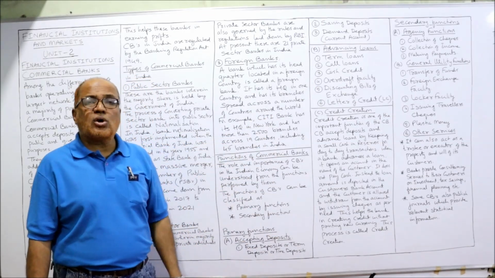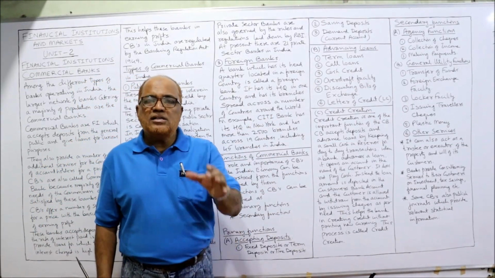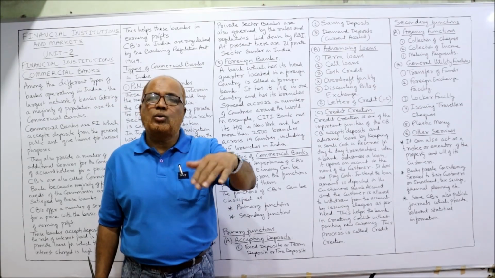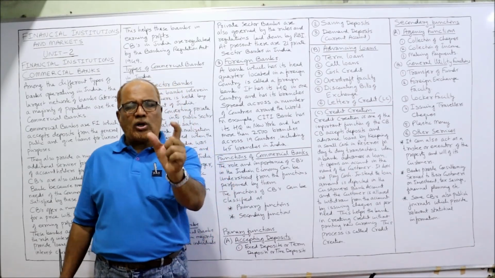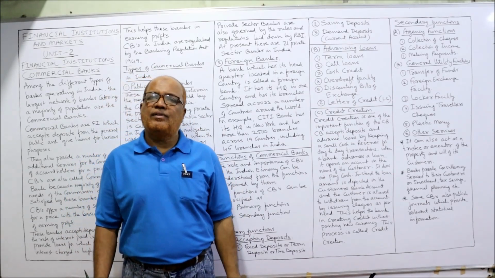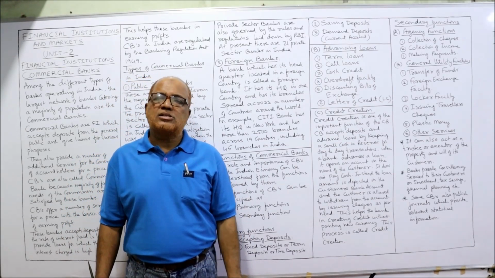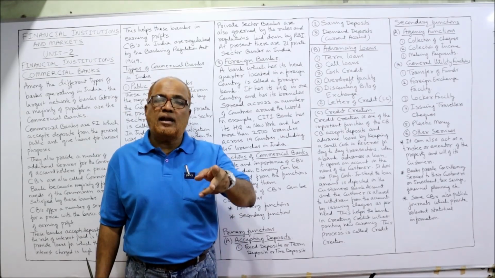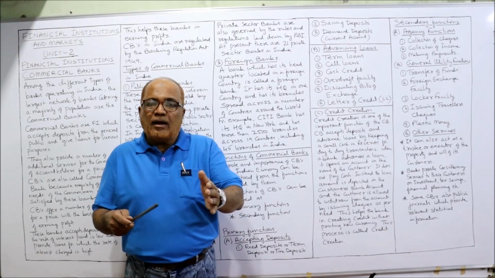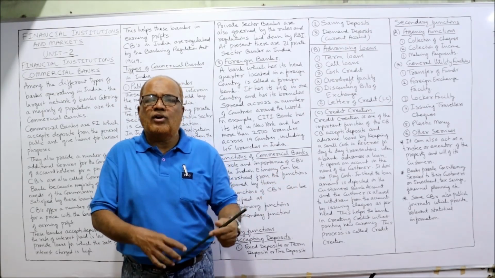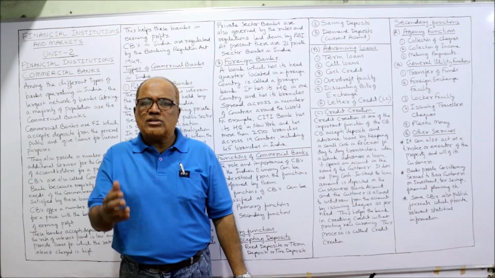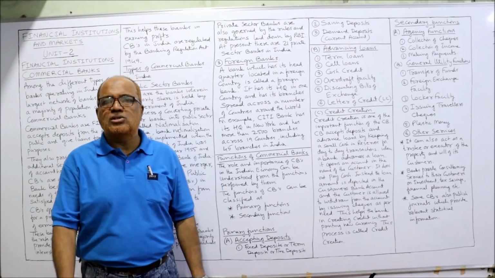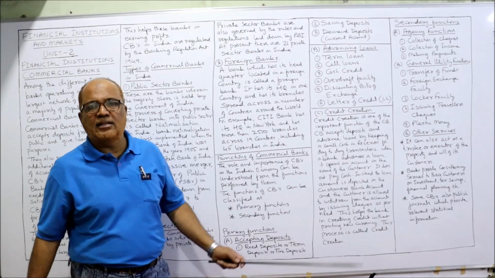Now, second is call loans. These are short-term loans which will normally be given by the banker to the borrower for a short period of time, just like 15 days. Normally these call loans or call money will be used by interbank, where one bank will give a loan to another bank for a short period of time, just like 15 days or 10 days. This is also one of the methods of extending a loan.